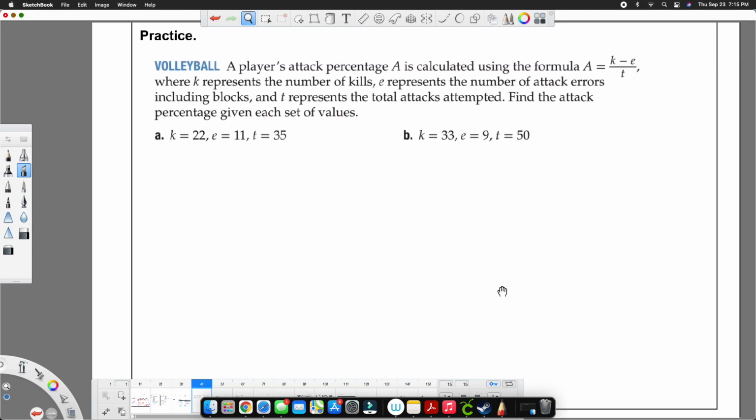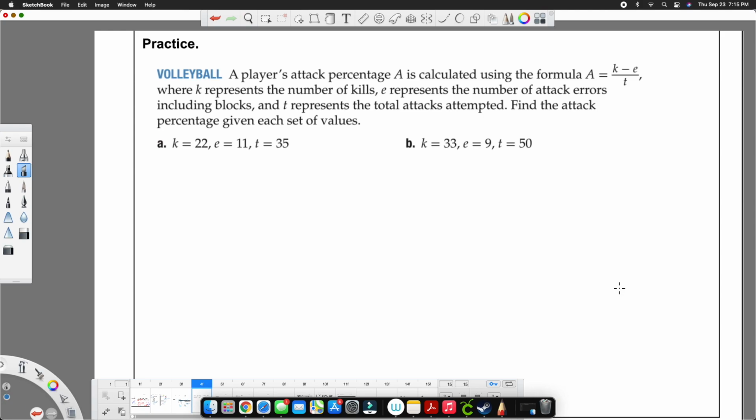Okay. A player's attack percentage, A, is calculated using the formula A equals K minus E divided by T, where K represents the number of kills. So this is kills. E represents the number of attack errors. So this is errors. And T represents the total attacks attempted. So I'm just going to write attempted, but it's T for total, right? So these are the attempted attacks. So this is just a formula to put this together, as far as these numbers have this relationship to each other.